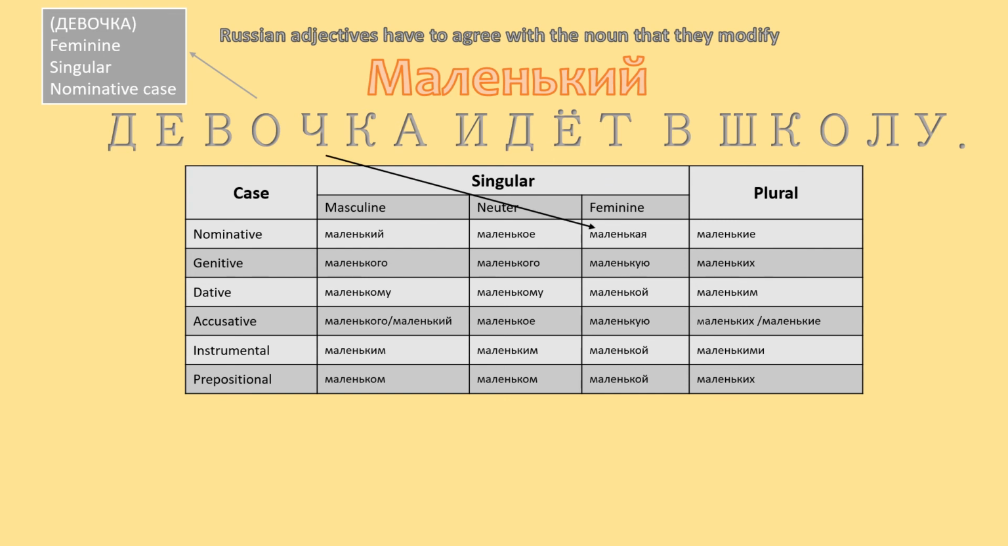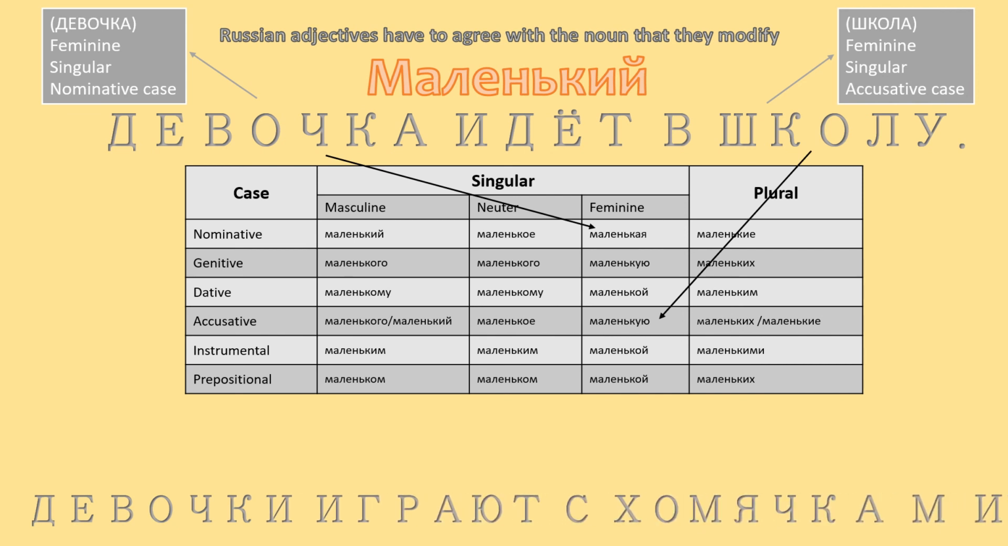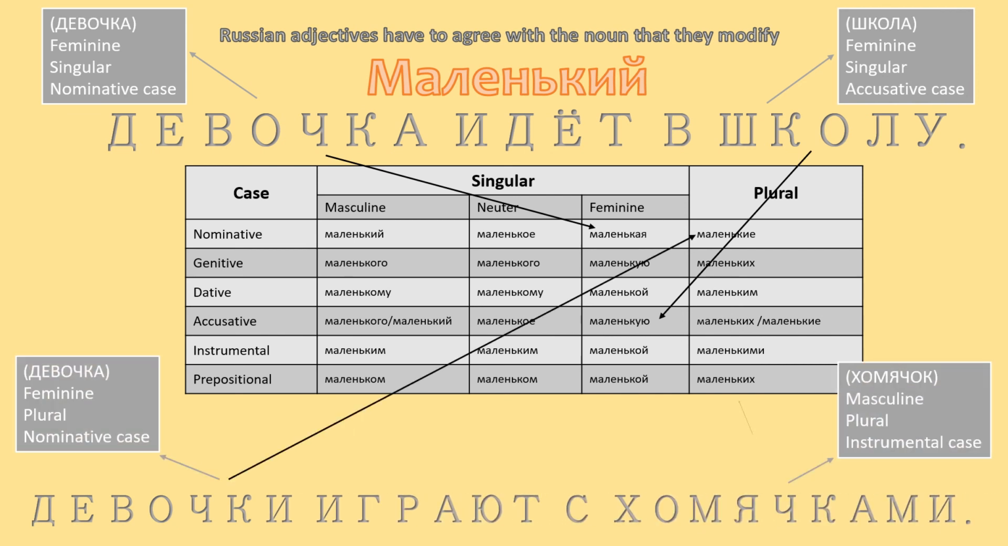The same way, we are going to find the right form of the adjectives for nouns школа, девочки, and хомячки. Our new sentences are маленькая девочка идет в маленькую школу and маленькие девочки играют с маленькими хомячками.